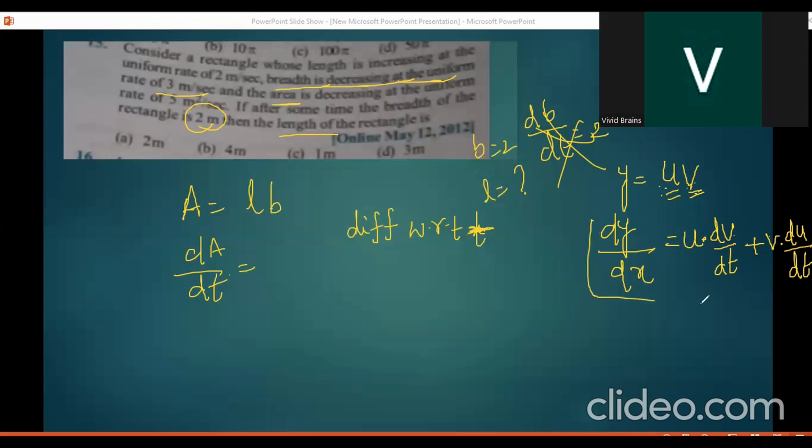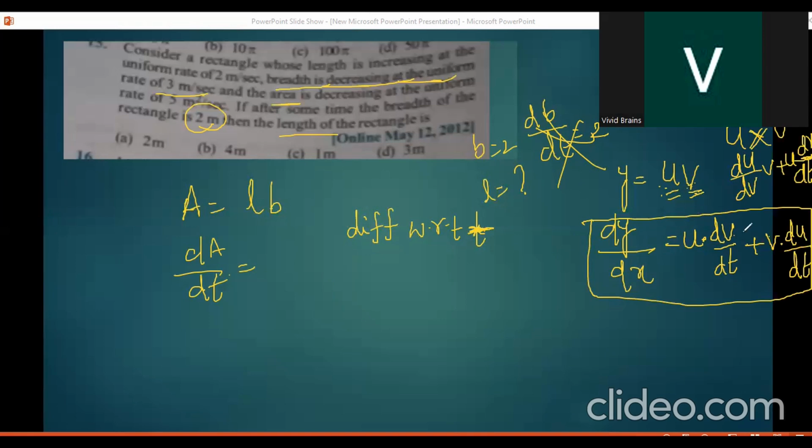So this is the uv rule. Whenever you have u into v, the derivative is du by dx into v plus u into dv by dx. This is the rule you have to remember. Whenever you want to differentiate two things, two variables at a time, that are multiplied, that is the product of two multiplicands, you go in this manner.